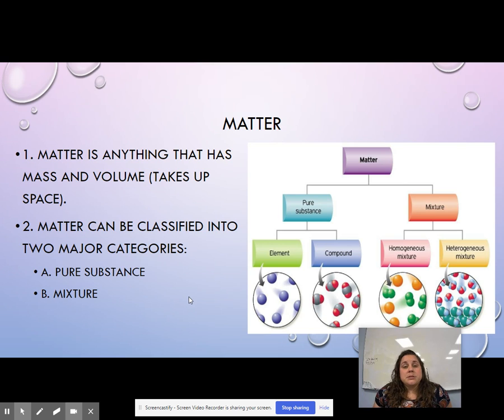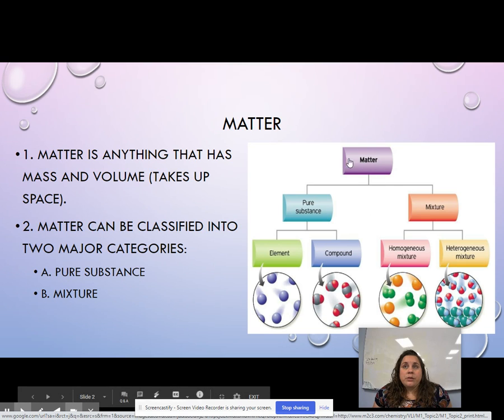You have pure substances and mixtures. So when we go through these notes, we just filled this box. We're going to be going to this box next with pure substances and then elements and compounds. Then we'll come back to the right-hand side with mixtures, homogeneous mixtures, heterogeneous mixtures.